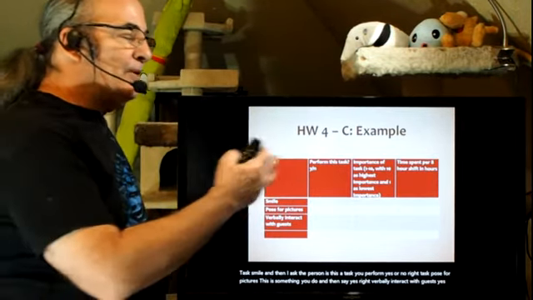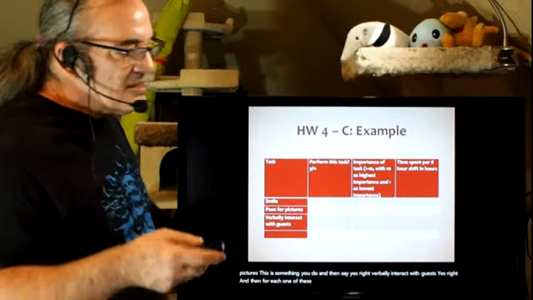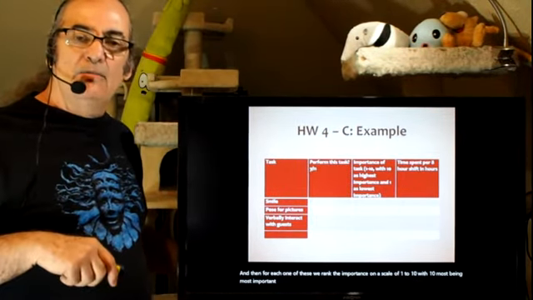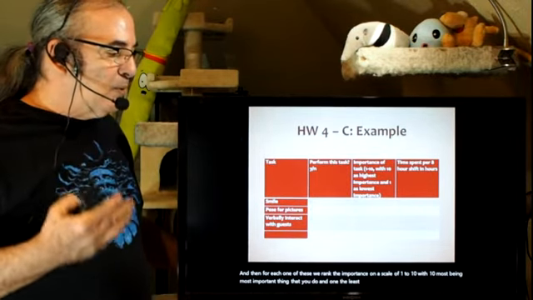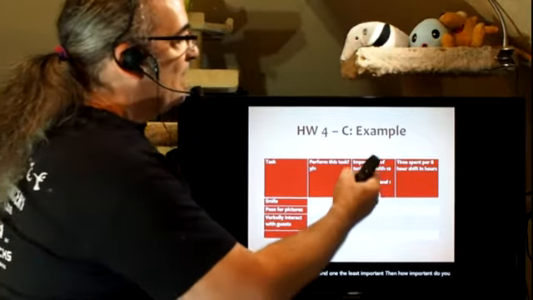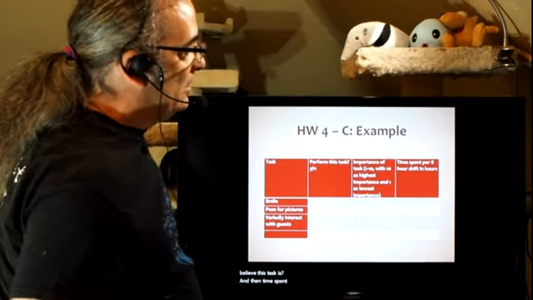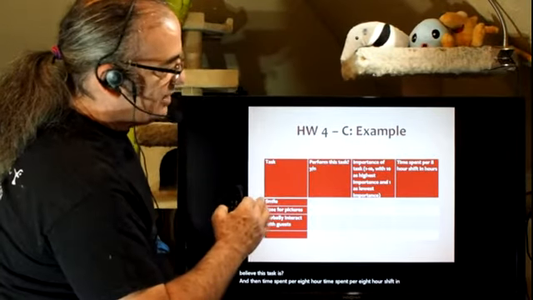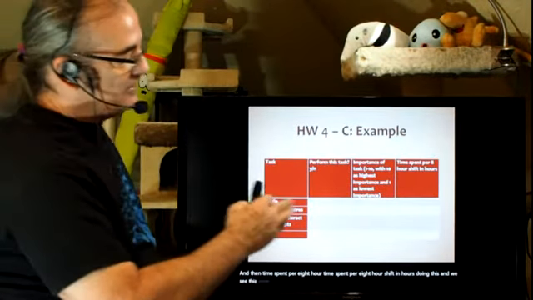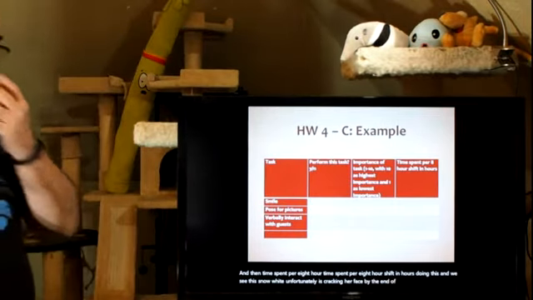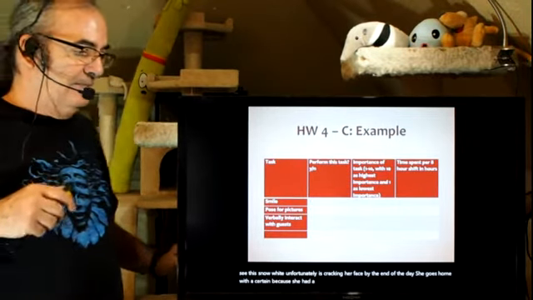And then for each one of these, we rank the importance, you know, on a scale of 1 to 10, with 10 being the most important thing that you do and 1 the least important. How important do you believe this task is, right? Okay. And then time spent per 8-hour shift in hours doing this. And we see that Snow White, unfortunately, is cracking her face by the end of the day. She goes home with her face hurting because she had to smile 7.5 hours of the day.